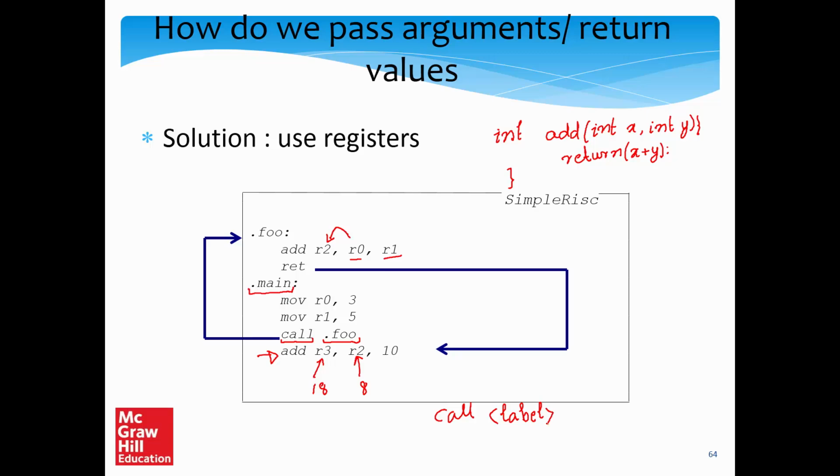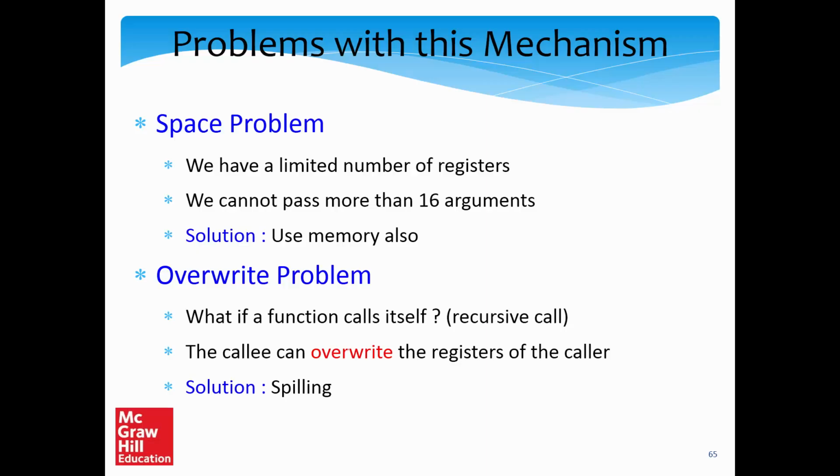So in this case, we actually jump to the first address of the first instruction in the function. We execute the function and execute the ret instruction, which again brings us back to one instruction after the calling instruction. So how are we passing arguments? In the previous example, we passed arguments via registers.